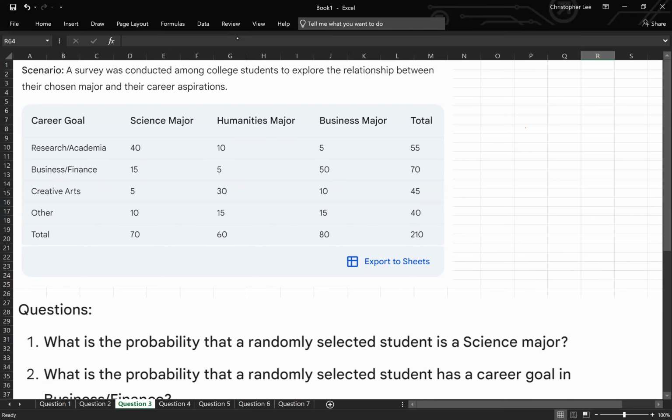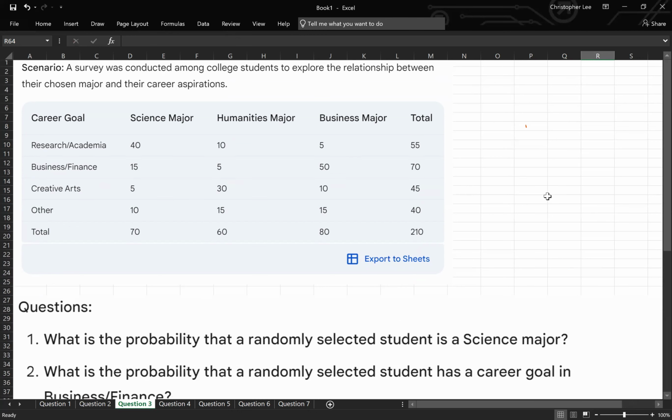We'll do this one in orange, right? So a survey was conducted among college students to explore the relationship between their chosen major and their career aspirations, right? So science major, humanities major, business major. Some people want to do research and academia, business and finance, or creative arts. And then there was an other category as well. All right. So anyway, let's take a look at this.